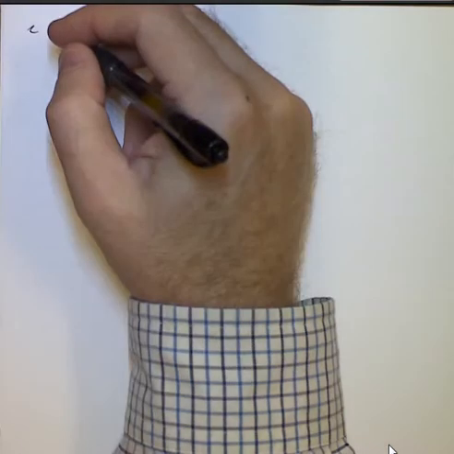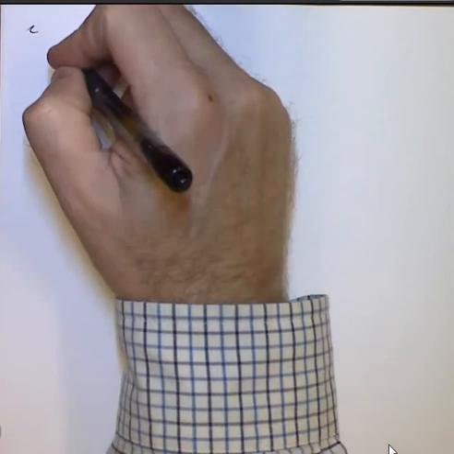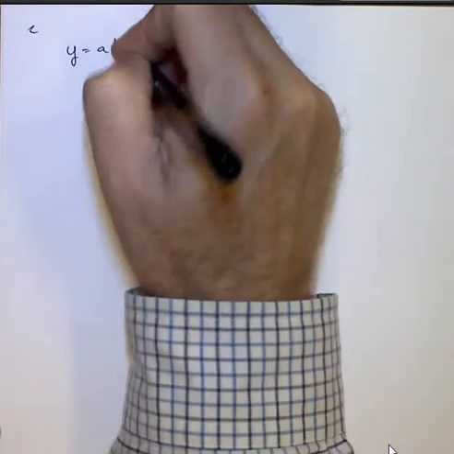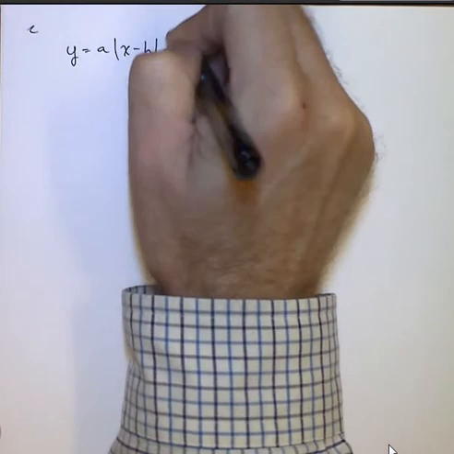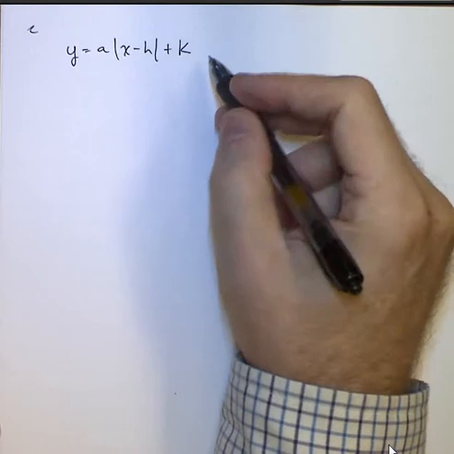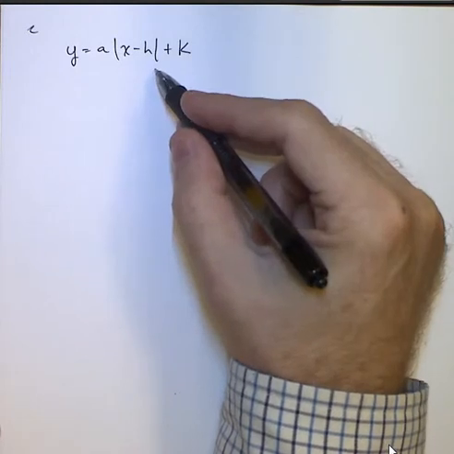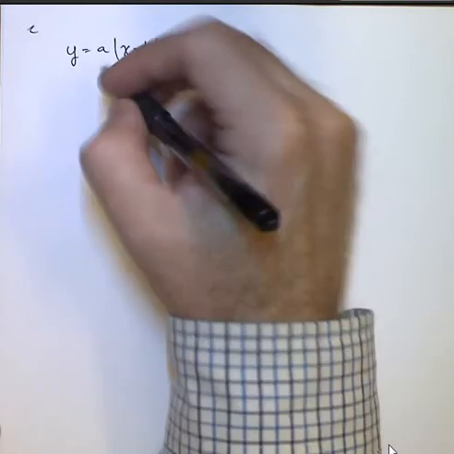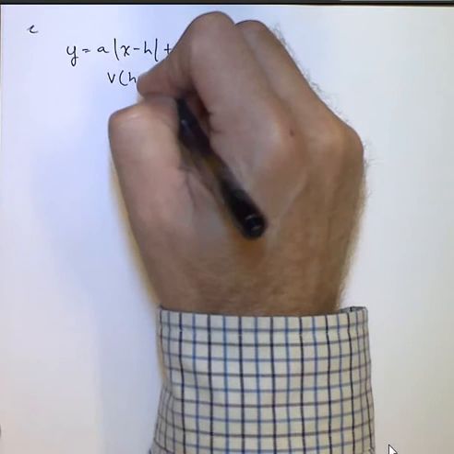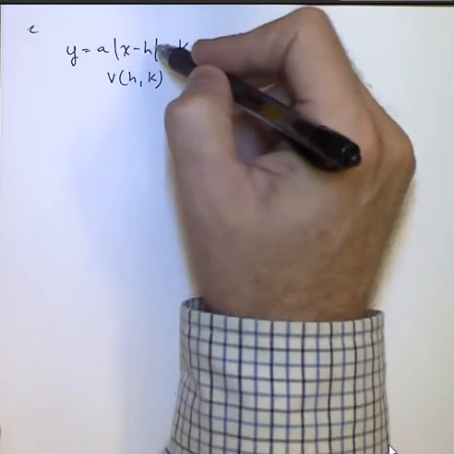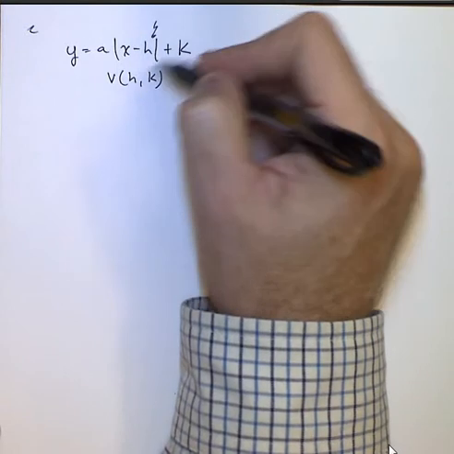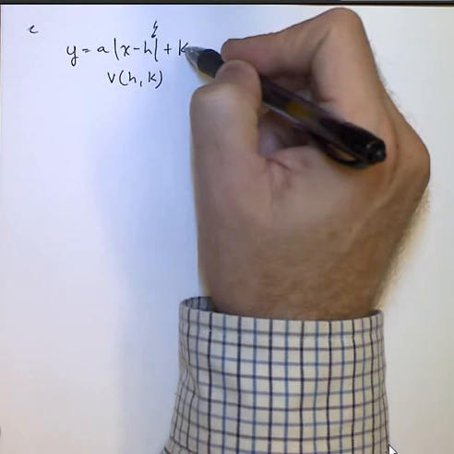We're going to graph absolute value equations. The general form of any absolute value equation is this right here: y equals a times the absolute value of x minus h, plus k. The vertex is at h comma k. So when you're given the equation in this form, you can pick the h off to get the x-coordinate of the vertex, and you can pick the k off here to get the y-coordinate of the vertex.